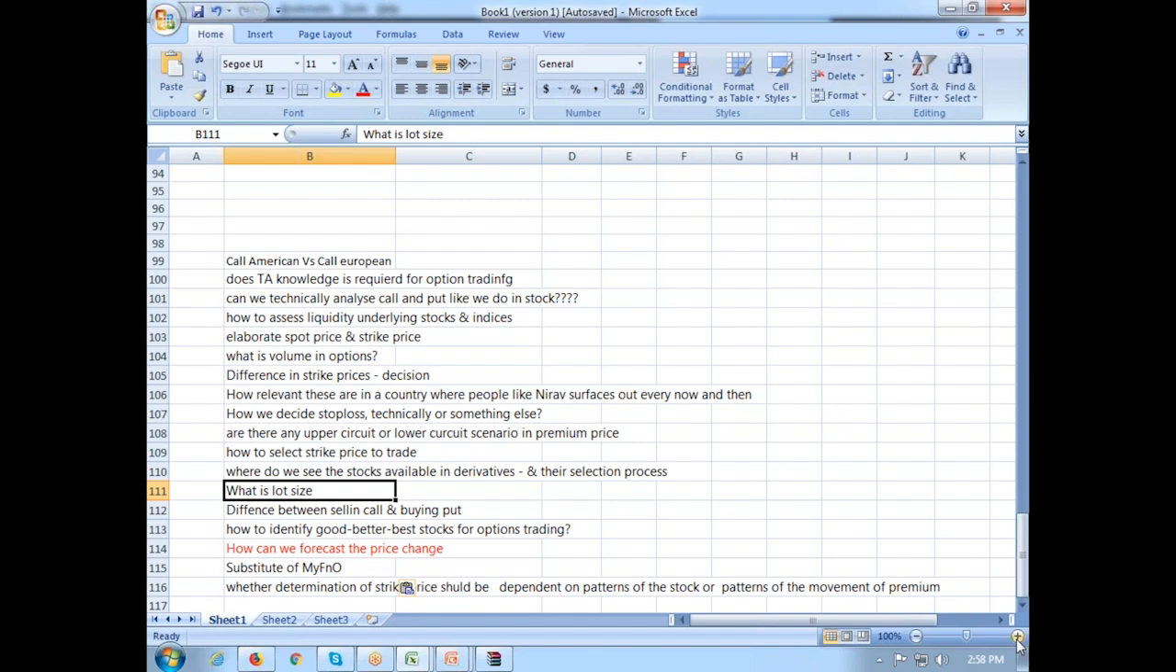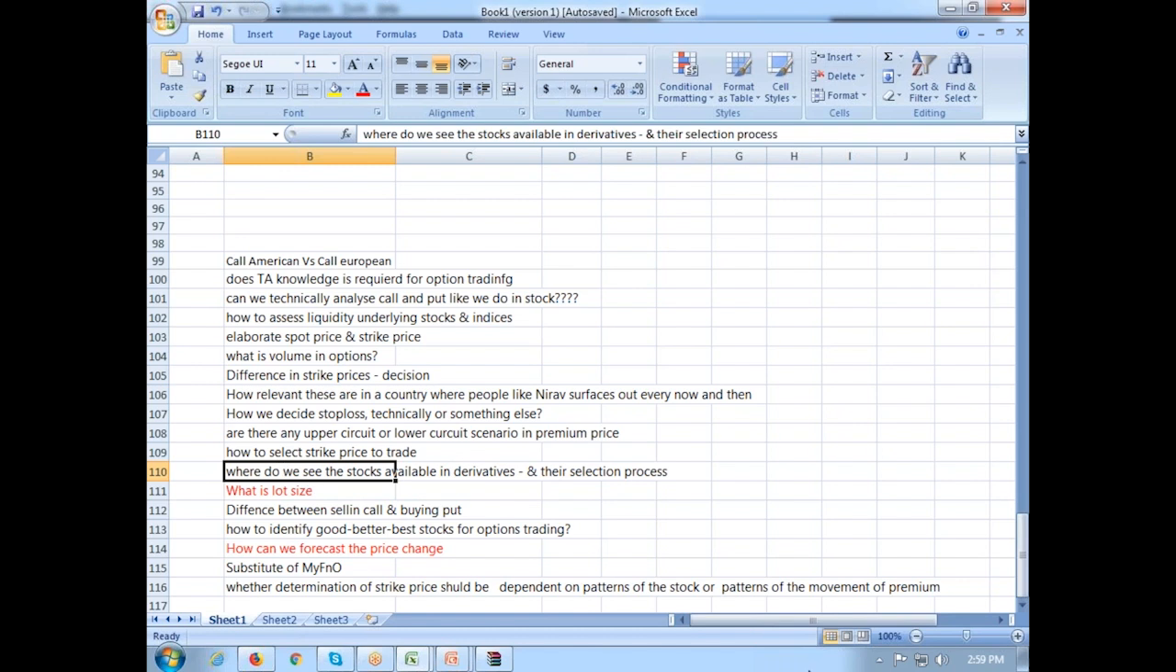Reliance has a 500 lot size. XYZ, JP Associate has a 15,000 lot size. Nifty has a 75 lot size. So lot size is defined by the exchange. SEBI has given the mandate that the minimum lot size should be around 5 lakh. If the lot size is not 5 lakh, it should be changed in a month or two. So every now and then SEBI and the exchange keep on changing the lot size. So that is what the lot size is. Okay. So this question is done.